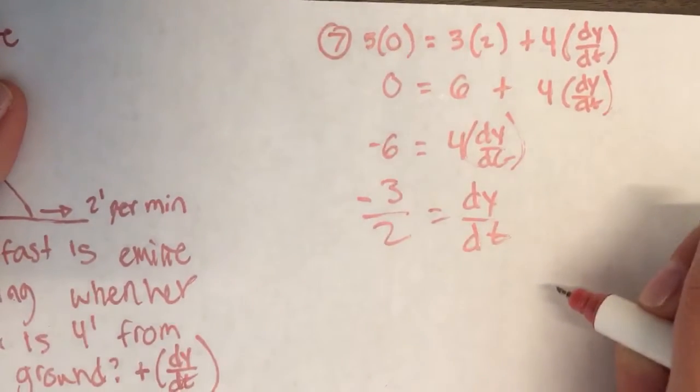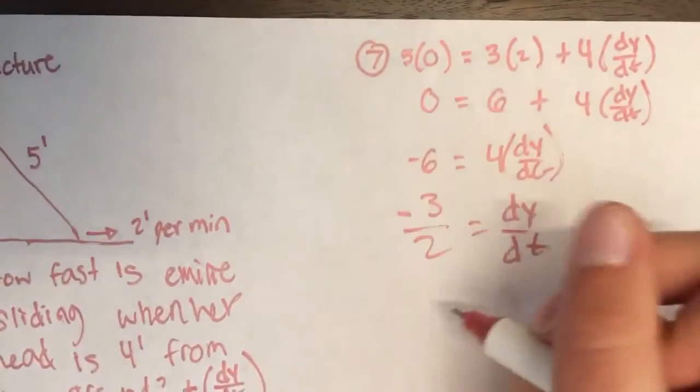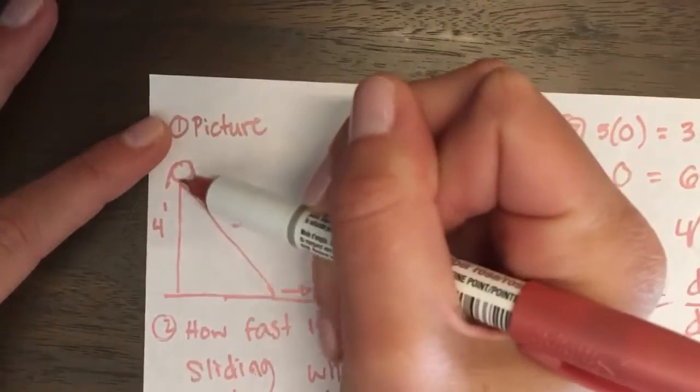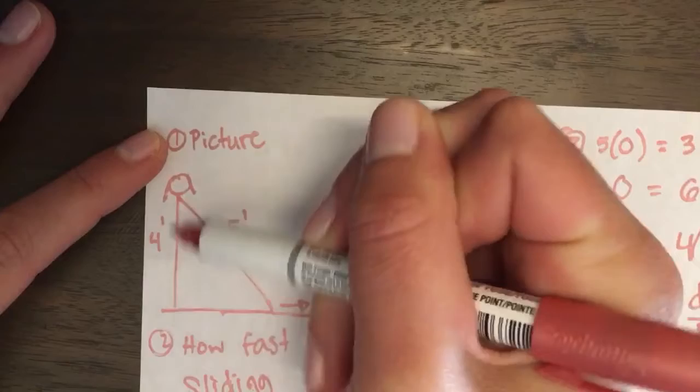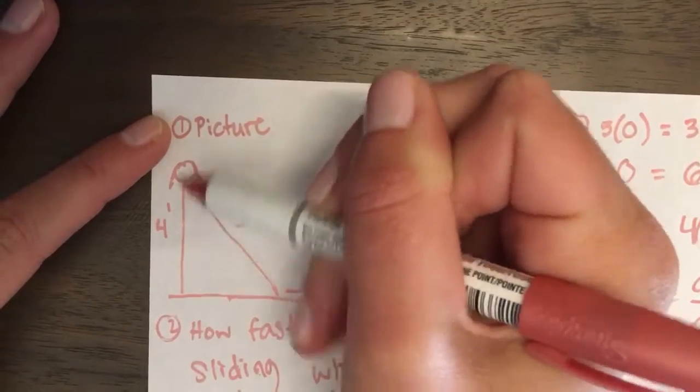We know that dy/dt cannot be negative because speed is always positive. So we have discovered that Emily's head is traveling down the wall at a rate of 3 halves feet per second when her head is 4 feet from the wall.